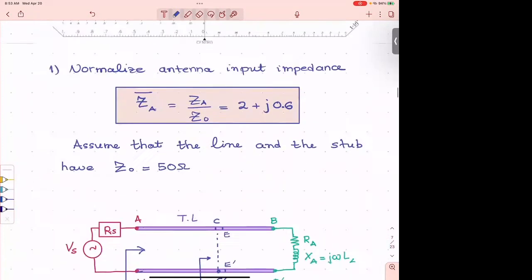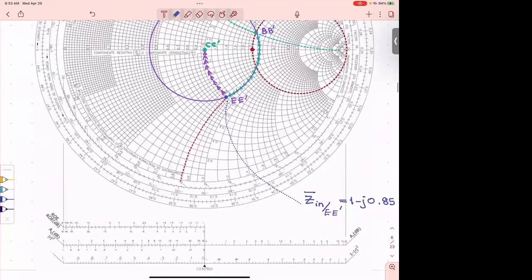So how do I find the impedance at this point? The real part is from here, so it's 1. The imaginary part, I go along this red dotted line and I measure it here. And it's 0.85 somewhere. But it's negative because I'm in the lower half. So it gives me this. So I went there, but I still am here.